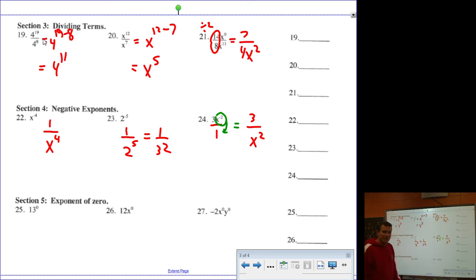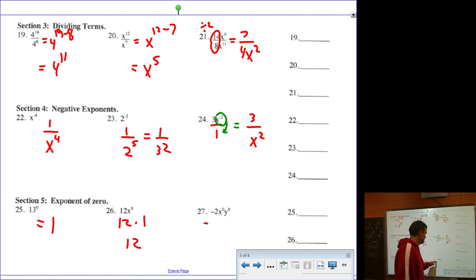Next up is the 0 exponent. These are easy, of course, right? Anything to the 0 power is 1. This equals 1. This equals 12 times 1, right? 12 times x to the 0, but the x to the 0 is 1. So this would just be 12. And this would be negative 2 times 1, or negative 2.